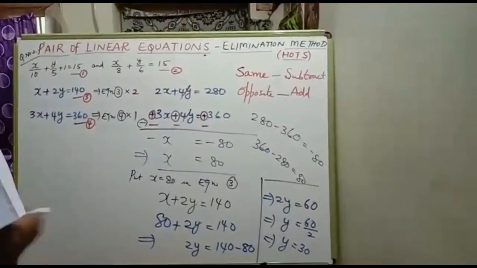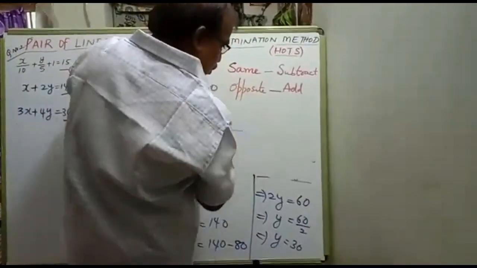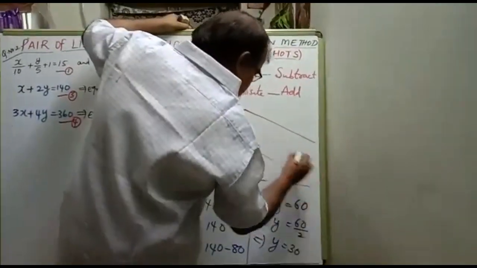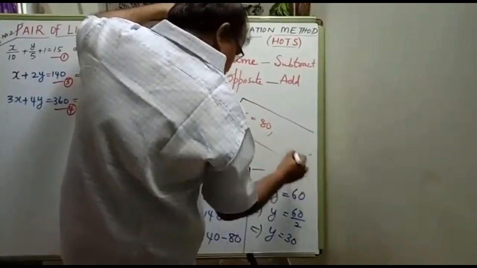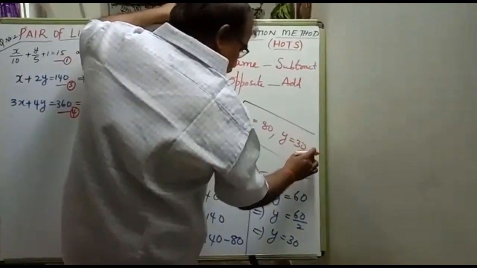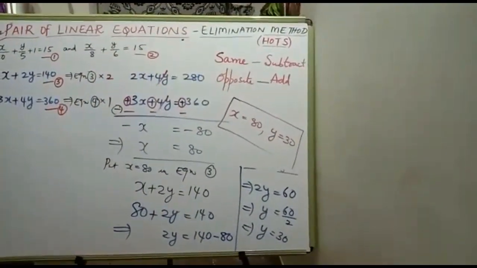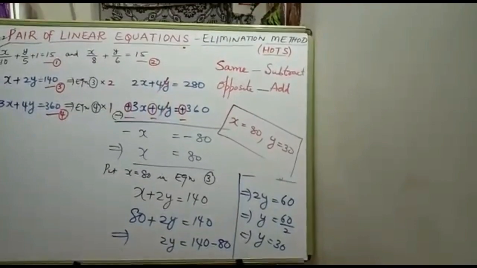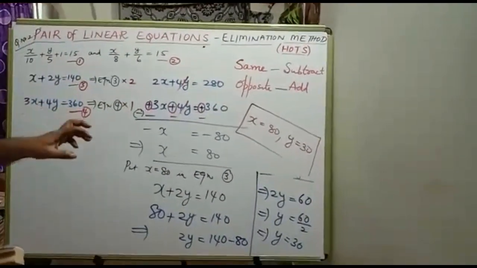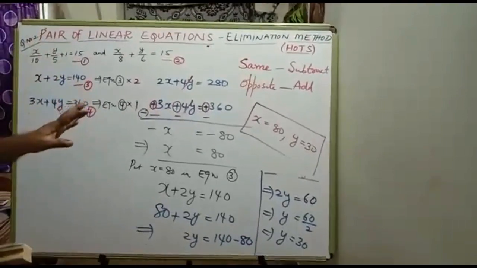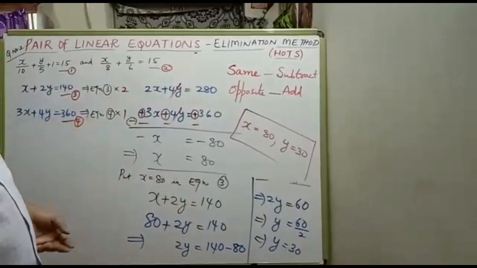Therefore, finally, what are the answers? x is equal to 80, y is equal to 30. This is the required solution. So, already we completed the second sum. If you have any doubt whether this answer is correct or not, substitute x is equal to 80 and y is equal to 30 in any of the equations so that you can verify easily.